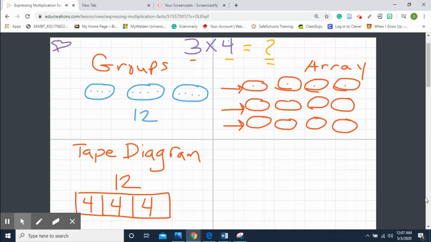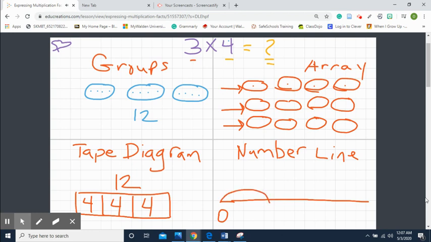Another way that we can express 3 times 4 is on a number line, right? And the way that we would do that, we would draw our number line. We're going to start at 0. And because there's 4 in each group, we're going to skip by 4. And we're going to skip by 4 3 times. This is the first time, it would be a 4. Sort of like counting up. We would skip 4 more, which would be 8. 4 more would be 12.